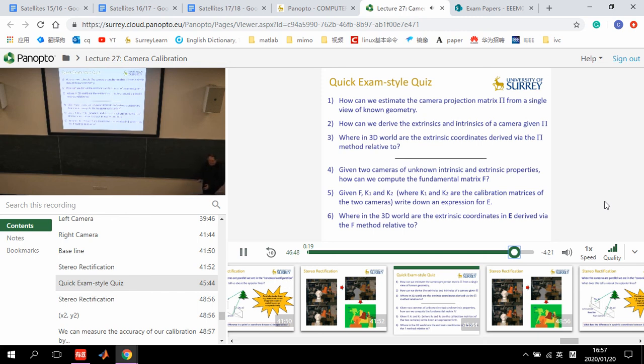Question 3, I do want an answer from you on this one. Where in the 3D world are the extrinsic coordinates that are baked into that matrix pi derived from? Pi here is the camera projection matrix for a single camera that we've recovered by taking a photo of a calibration object. So where is the origin? The origin of that object. It's the physical origin of that box, the corner of the 3D box.